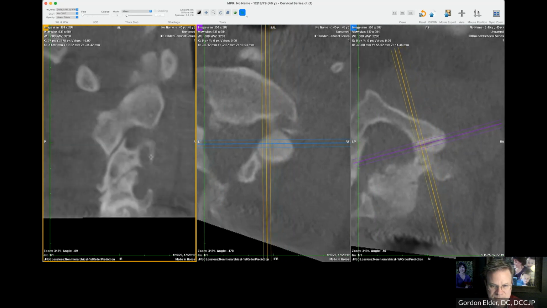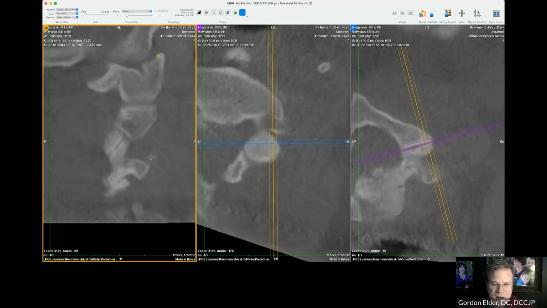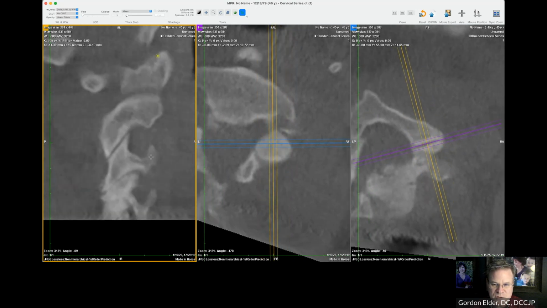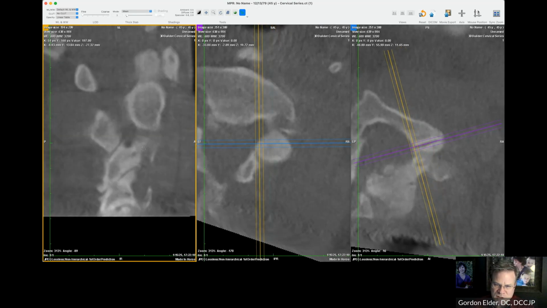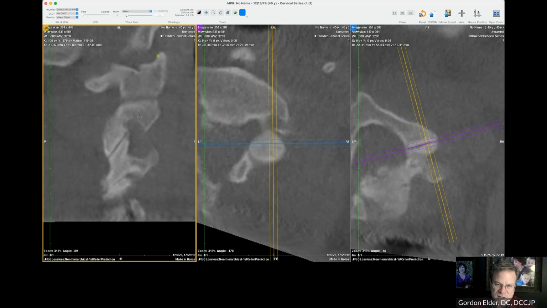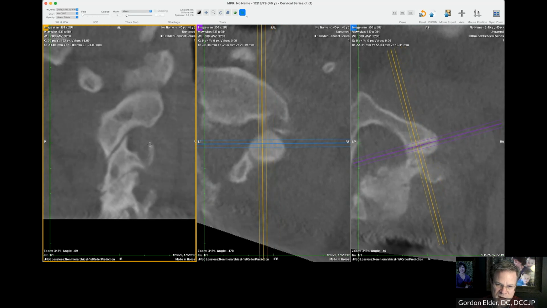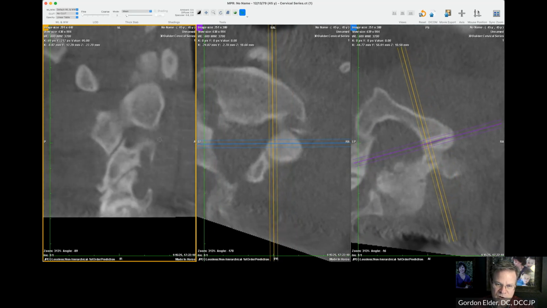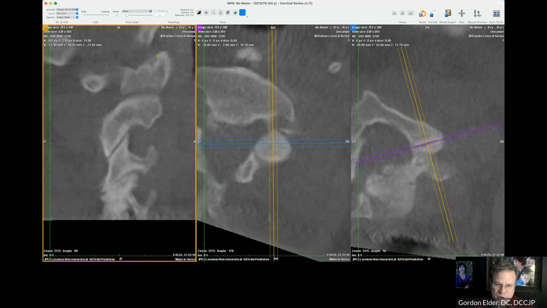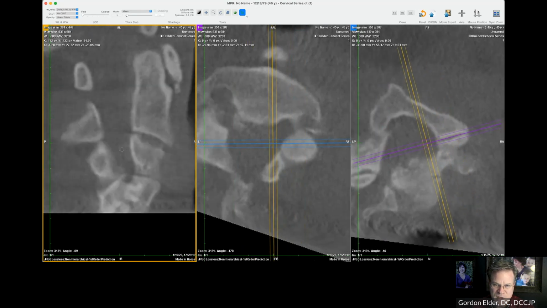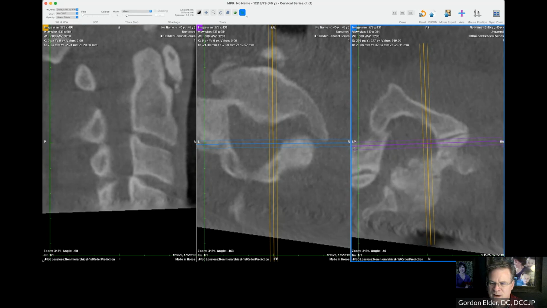Not clear. So we have a couple of clues on the left side. As far as the gold standards go, neither side is clear. Looks like it's lined up. It's not obviously inferior or anterior. No wedging of the joint. Posterior looks lined up. We go to the lateral margin here, it looks lined up. So we're not finding any clues on the right side that it's misaligned.